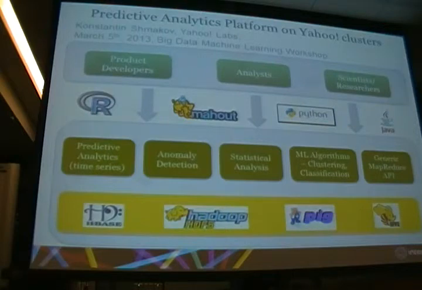And we run analysis, including predictive analytics like time series. We do anomaly detection, just like I showed you with those confidence bounds. And we do statistical analysis like association rules. We have different machine learning algorithms running. And also because it's Hadoop, we also have map functions and reduce functions able to run on top of it. For analytic tools, we use R, we use Mahout, and we also have Python and Java on top of them to run the analytics.